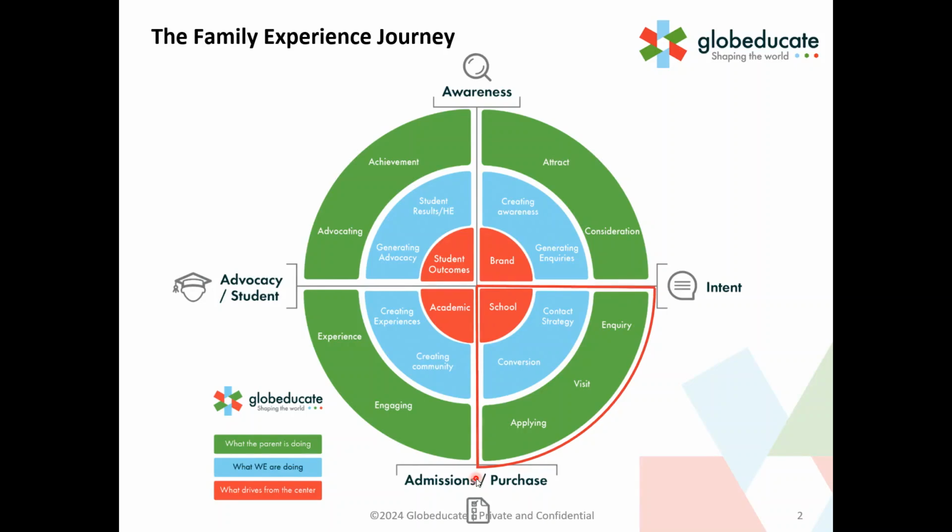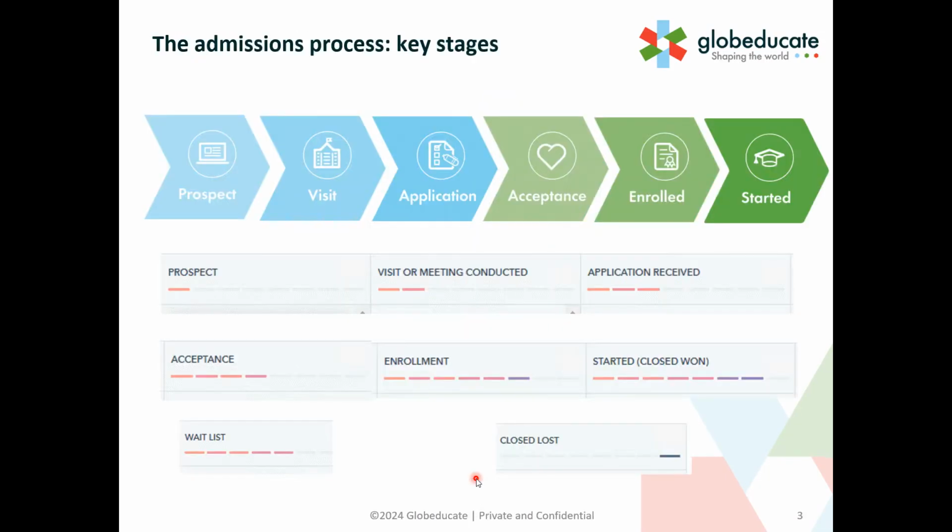So in Globeducate, when we speak about admissions, we speak about a process, and we look at the process as divided in 6 plus 2, I would say, key stages. These key stages refer to the prospect, so to the child, okay? So the first stage is prospect, and this is when the child exists, basically, when we realize that there is a family with a student who is interested in potentially coming to our school.